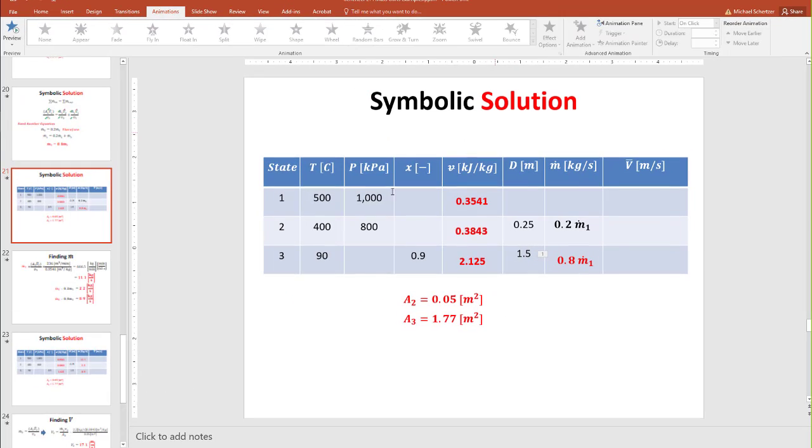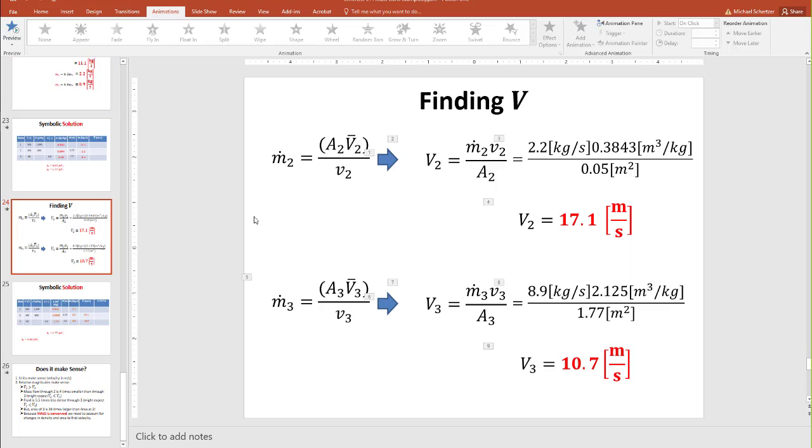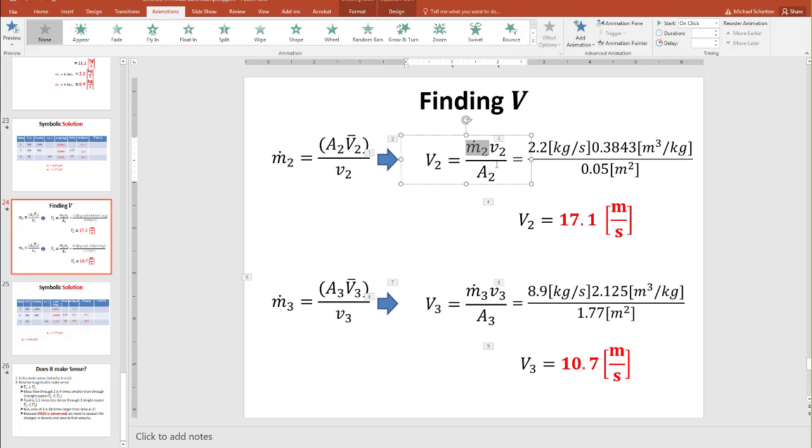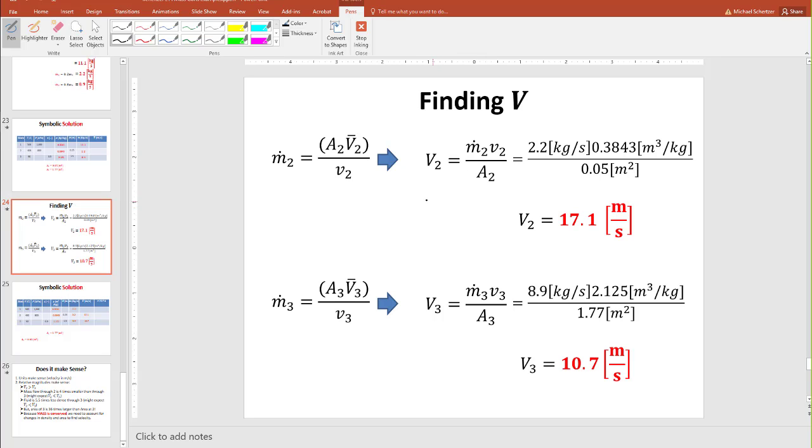okay, I'm going to use PowerPoint because for some reason my thing is not working. So here, my velocity at state 2, I can find by manipulating this equation, right? So my velocity at state 2 is equal to m dot 2 times little v2 over A2. But we know that m dot 2 is equal to 0.2 m dot 1, right? So I could rewrite this as v2 is equal to specific volume at 2 over A2 multiplied by 0.2 times A1 V1 over little v1.